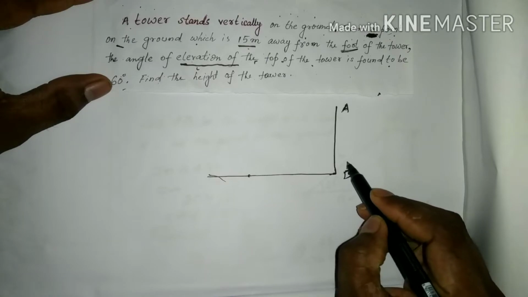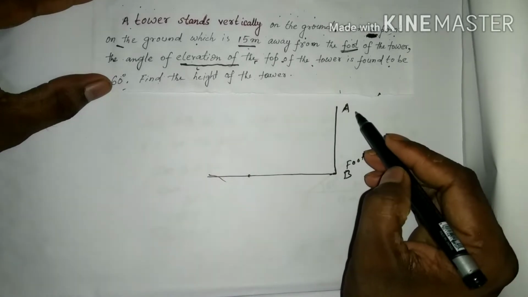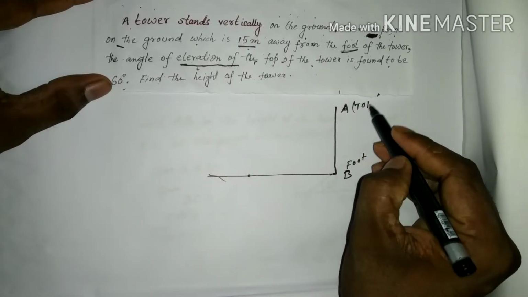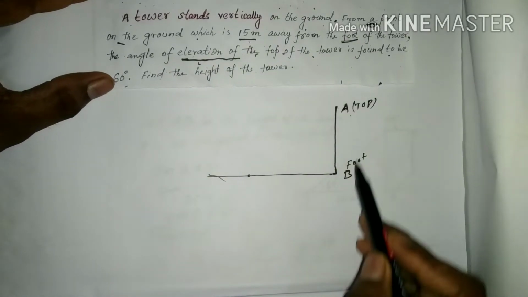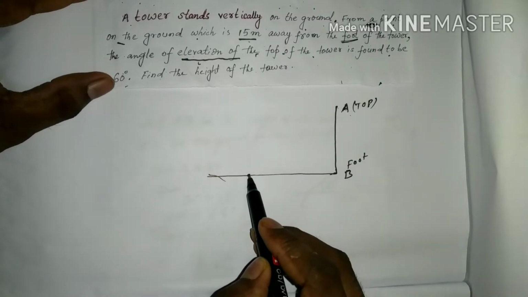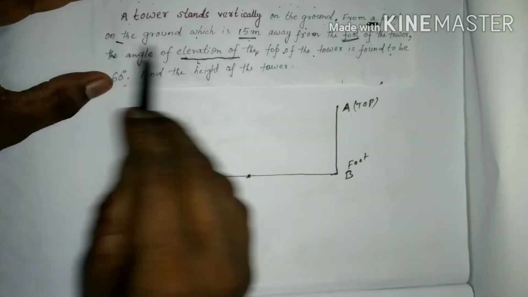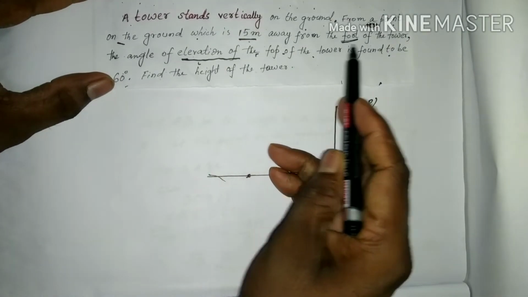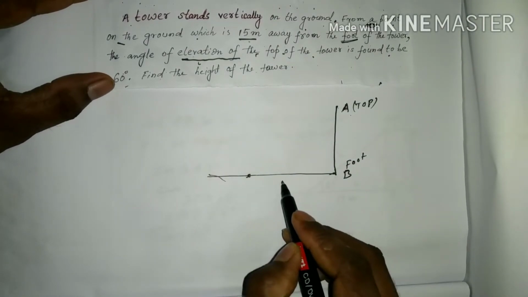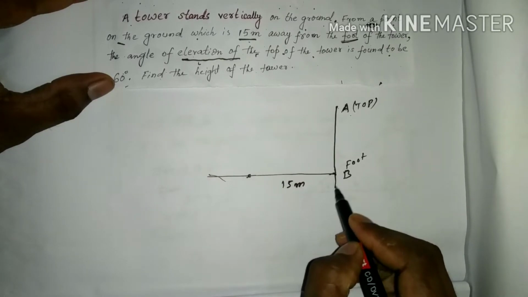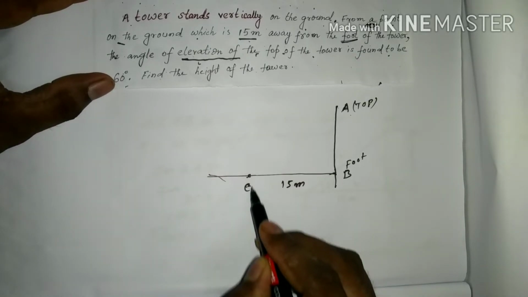Students, carefully, this is the foot of the tower. If AB is a tower, then B is the foot of the tower and A is the top of the tower. We can easily observe that A is the top of the tower and B is the foot of the tower. Suppose here is the point where the question is asking from a point. This is the point on the ground which is 15 meter away from the foot of the tower. That is, this is the foot of the tower and 15 meter away from the foot of the tower means this is the 15 meter away. Suppose this point is called C, then this distance BC is 15 meter. Okay.